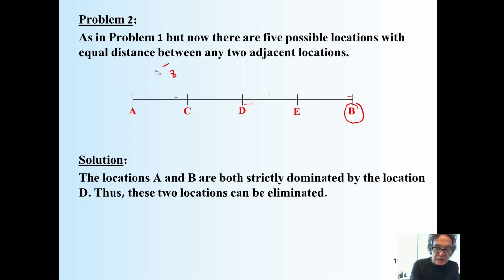What did we prove? That no matter where you are located, for me to be in A is strictly dominated by D. A similar, completely symmetric argument applies to B. I'm not going to locate myself at A or B. So we eliminate these strategies. Why can I eliminate them? Because they are strictly dominated. Therefore, if at all, we locate at C, D, or E. The locations A and B are both strictly dominated by the location D. Thus, these two locations can be eliminated.